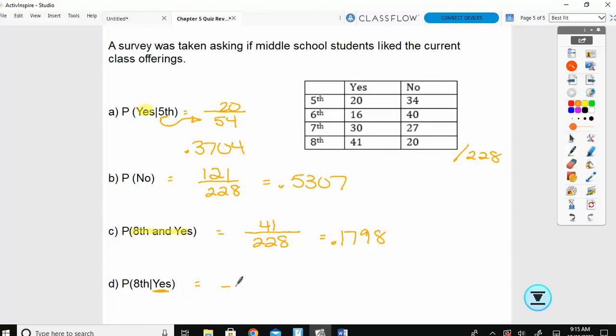8th grade given yes. So there's a given. So my denominator is all of the yeses. So if you add them up, 107, is that right? Mm-hmm. So my denominator is 107. So I am only looking at these yes people. And I want the ones that were in 8th grade. So 8th grade and yes was 41. And get 0.3832.